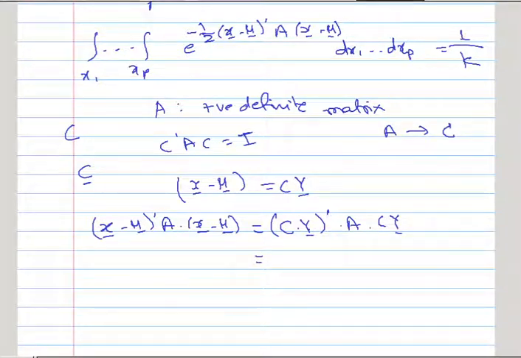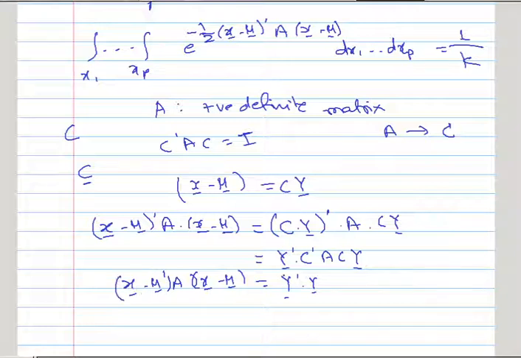Once we take transpose of this expression, the order will change: y bar prime C prime A C y bar. Now C was defined in such a way that C prime AC is equal to I, and therefore this is the identity matrix, so it will vanish. Multiplication by it is virtually doing nothing, so it will be y prime y. So this expression, x bar minus mu bar prime A into x bar minus mu bar, has now reduced to y prime y. Whatever new vector y bar we have defined in this way, x bar minus mu bar equal to C y bar, after application of that on this expression, it reduces to y prime y.